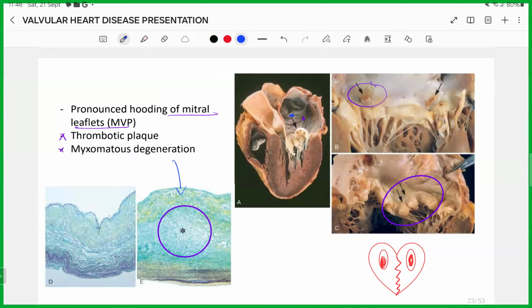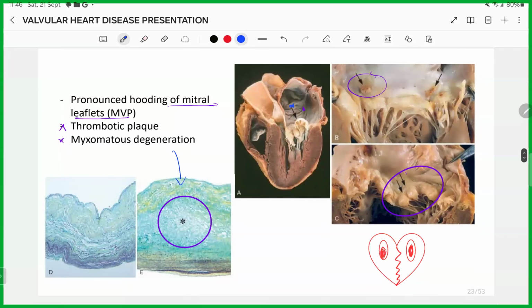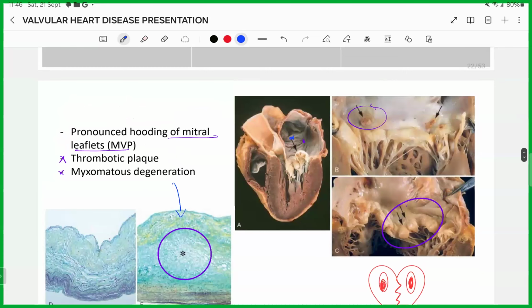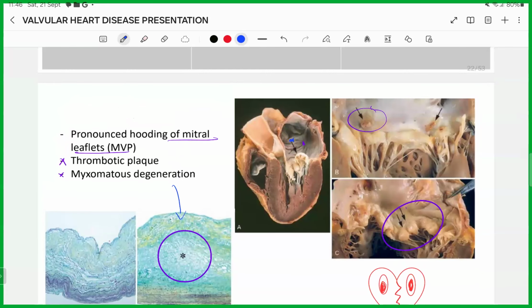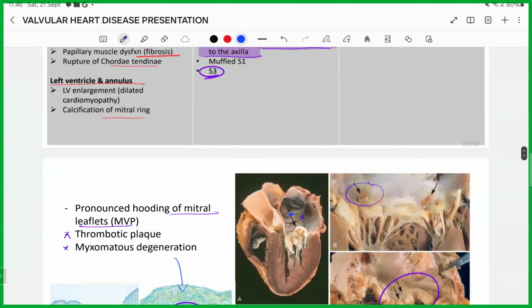So with the mitral valve, it doesn't prolapse into the ventricle, it prolapses up into the atrium. So you have hooding, and all these images are showing the same thing. That is what mitral valve prolapse is. It's associated with connective tissue disorders such as Marfan's, among others. And then drugs. Then functional mitral regurgitation.